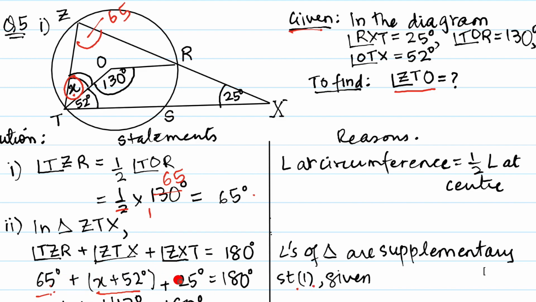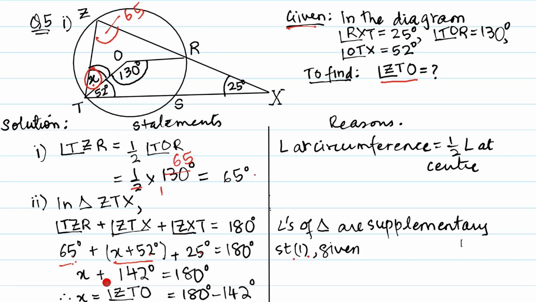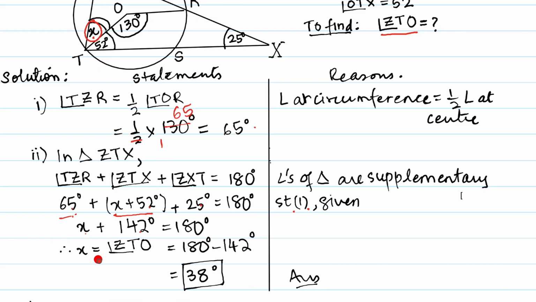Now if you add this, you will get 90. 90 plus 52 is 142. So X plus 142 is equal to 180 degrees. That will give us X. What is X? It is ZTO. So angle ZTO, that is X, will be equal to, take this 142 that side, and that will give us 38 degrees as our answer.